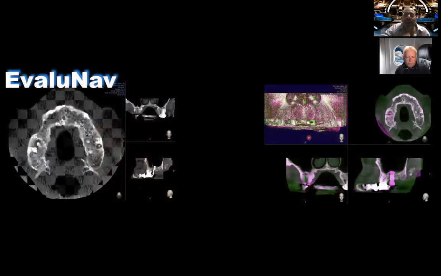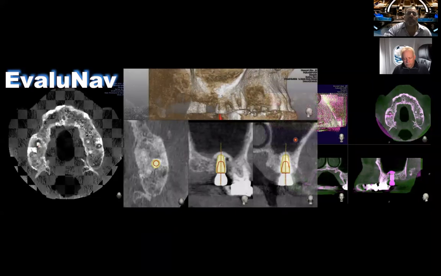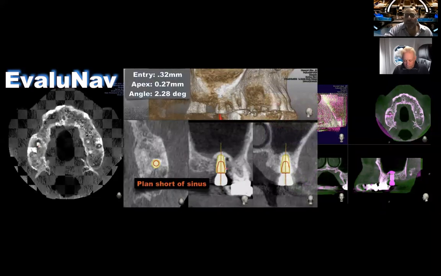Again, being able to evaluate how you're doing. You can do this with each case. We keep going through it, and we evaluate it through the EvaluNav software. And if you see, here's my planned implant, which is short of the sinus. My implant that's in yellow is passed. This is my final outcome of my implant.